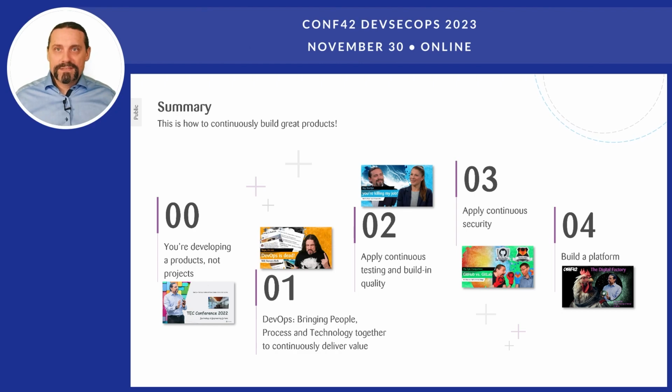This brings us to the summary, how to architect for continuous delivery. First of all, you need to go away from that projects mindset into a products mindset. We want to put the customer into the center, and we want to solve the problem of the customer, and we don't want to do projects for our customers. Then it is very important to apply DevOps or DevSecOps. This is about bringing all the people, process, and technology together to continuously deliver value.